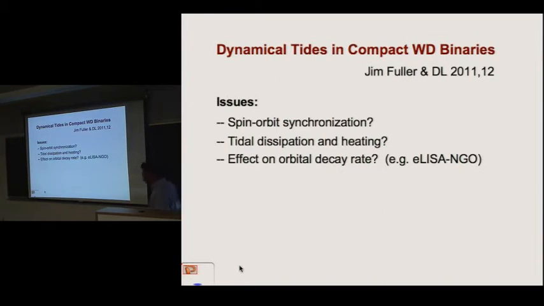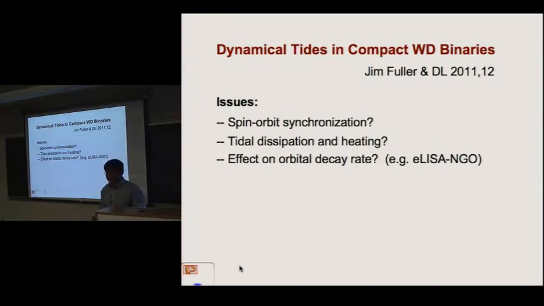So with that motivation and background, with the student Jim Fuller, we started this project trying to understand the physics of tides in this kind of merging white dwarf binary system. The issues we're interested in are the following. First, when the orbit shrinks, the orbital frequency of course increases. Can the white dwarf be synchronized with the orbit? The spin frequency would try to be equal to the orbital frequency. Can that happen?